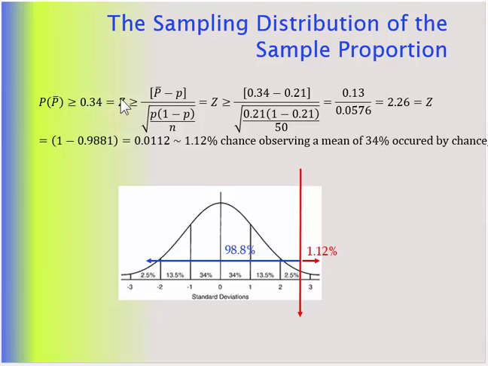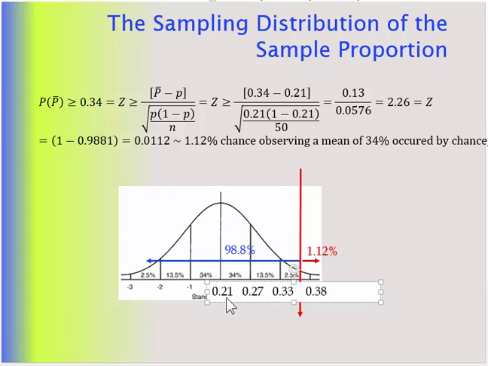So we compute the z value by taking 34 minus 21, and then we divide through by the standard deviation of the sample, and we end up with 0.13 divided by 0.0576, and you get roughly 2.26. So that's 2 1/4 standard deviations beyond the mean. I put some numbers in here, and the standard deviation is about 0.0576, so I've rounded these numbers.